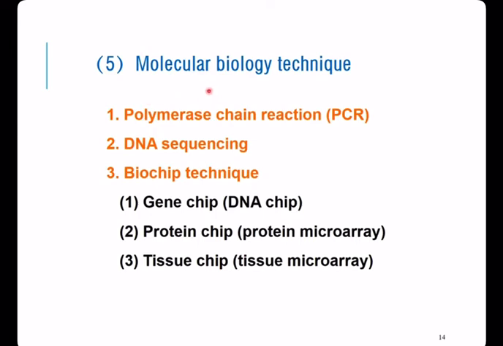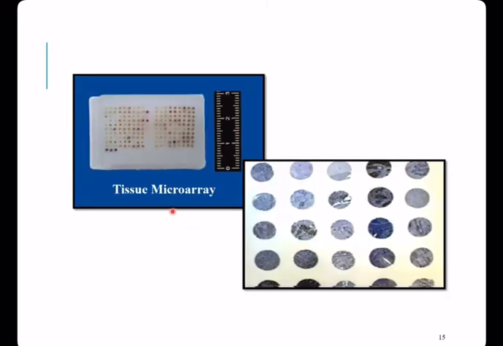Some molecular biology techniques are applied in pathology, such as PCR, DNA sequencing, biochip technique. The biochip technique includes gene chip, protein microarray, tissue microarray. This is tissue microarray. Many samples from different patients were arranged in lines in one paraffin-embedded block. This technique is widely used because of its high throughput and standardization.